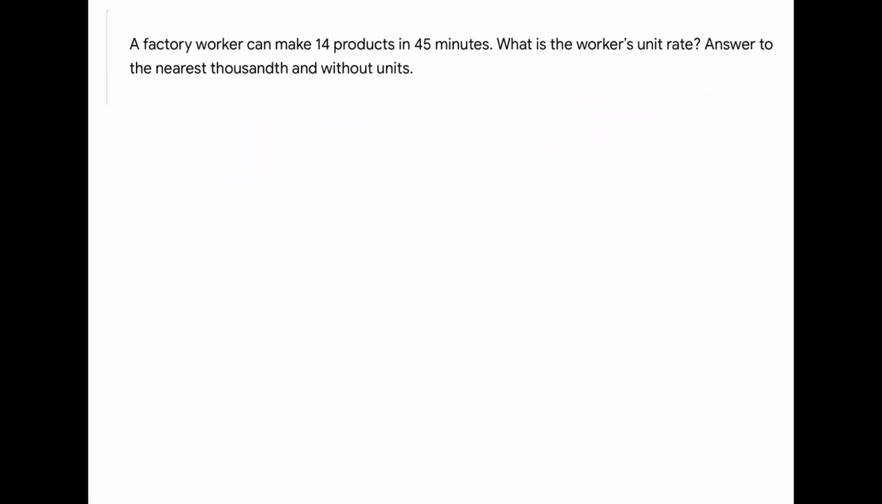A factory worker can make 14 products in 45 minutes. We have 14 products, 45 minutes. What is the worker's unit rate? Answer to the nearest thousandth and without units.